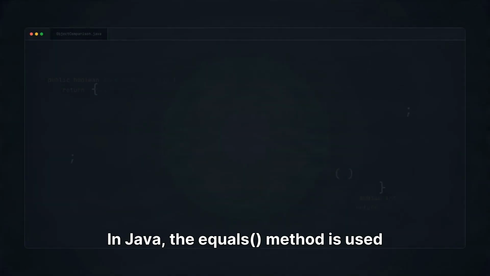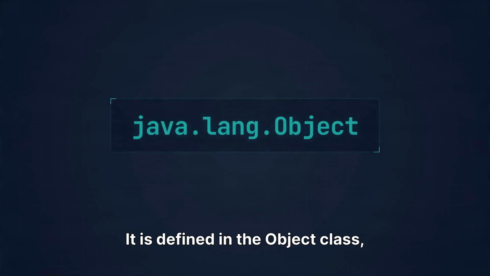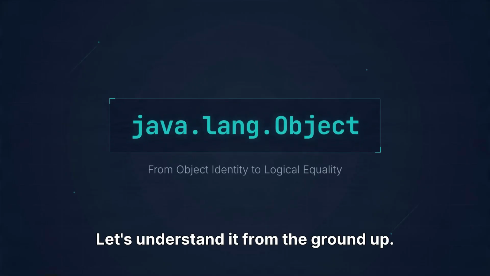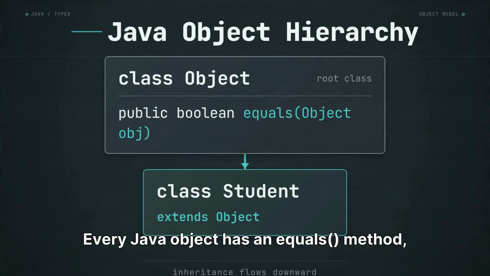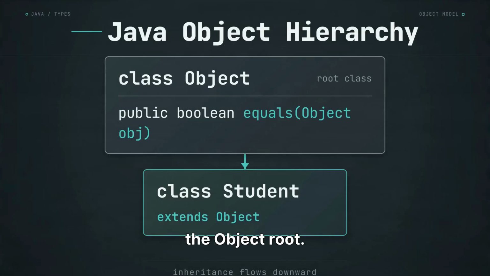In Java, the equals method is used to determine whether two objects are logically equal. It is defined in the Object class, which means every Java class inherits it. Let's understand it from the ground up. Every Java object has an equals method, because every class eventually traces back to the Object root.